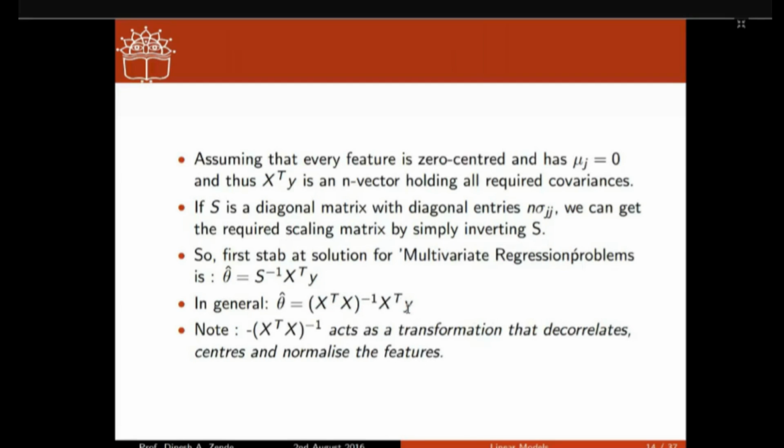So X transpose X inverse acts as a transformation that decorrelates, centers and normalizes the features. This normalizes your features, and that is then multiplied with X transpose Y, and you will get the estimates of theta 0 and the rest. You can take one example of multivariate linear regression, take all those values, and estimate the values of theta. So this is the way to find the coefficients for multivariate linear regression.